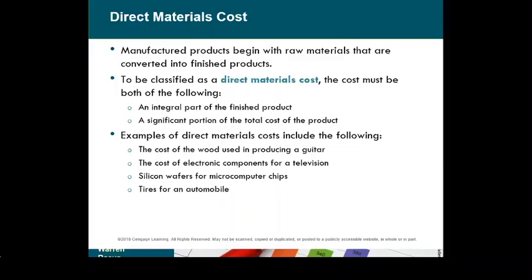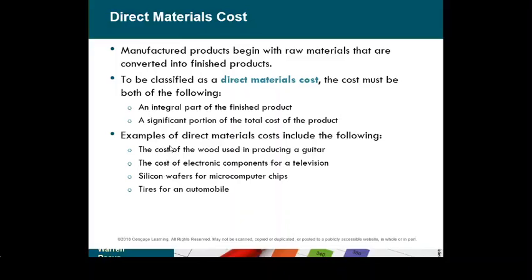Same goes for producing a TV. If you don't have a screen, it is unlikely for you to be able to produce the TV. Therefore, it is very integral, very important, very significant, and the total cost of those materials is a huge part of the cost of the product.